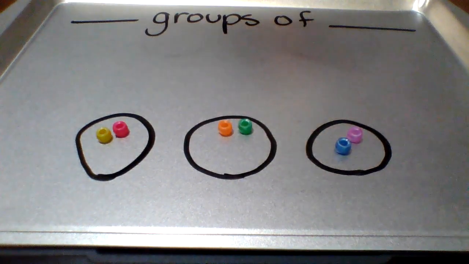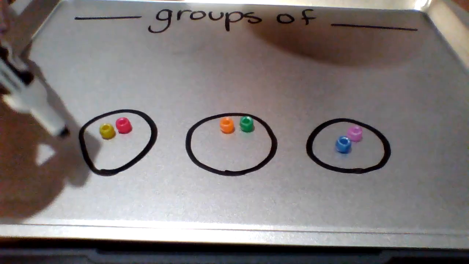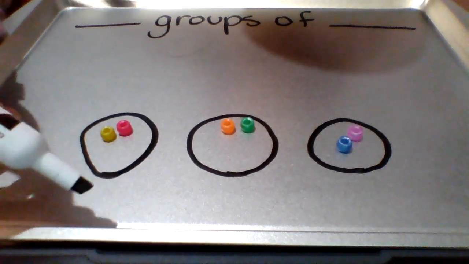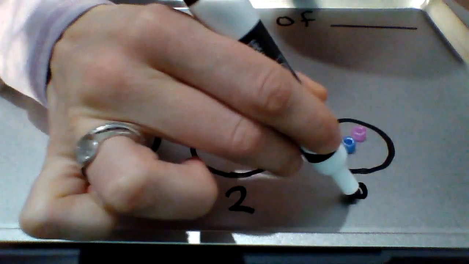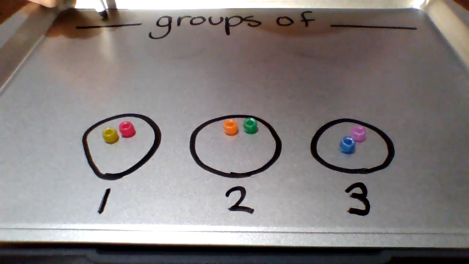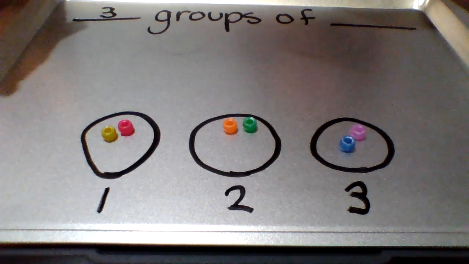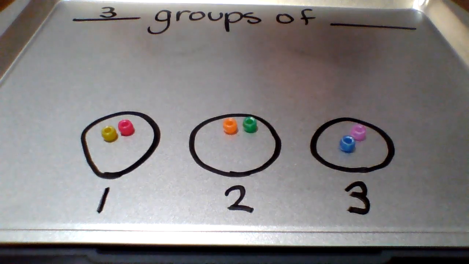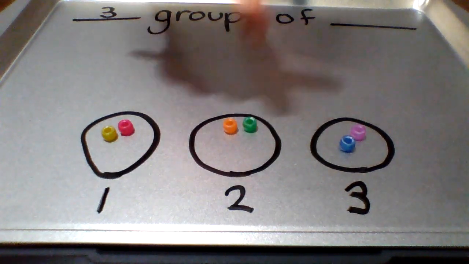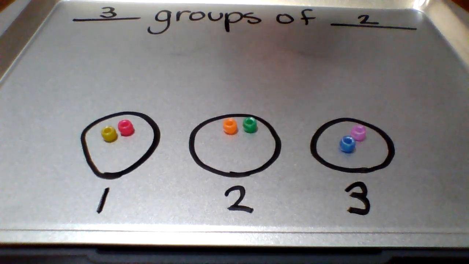So now I have to ask myself, I have how many groups? So the circle represents your groups or your friends. So you have 1, 2, 3 groups. And then you have to ask yourself how many beads are in each group. Well, we have 2 beads here, 2 beads here, and 2 beads here. So you have 3 groups of 2, or 3 groups of 2 beads.